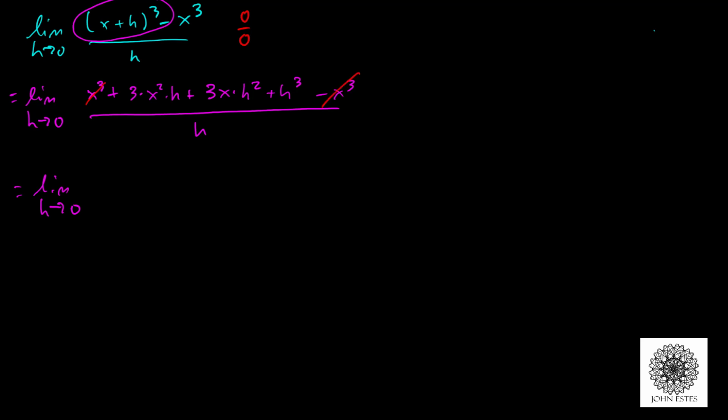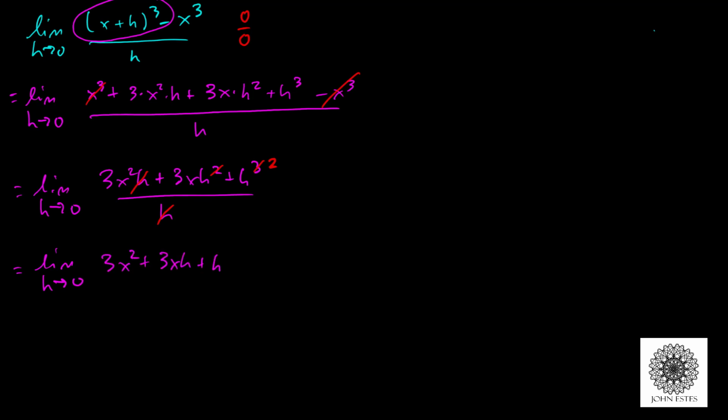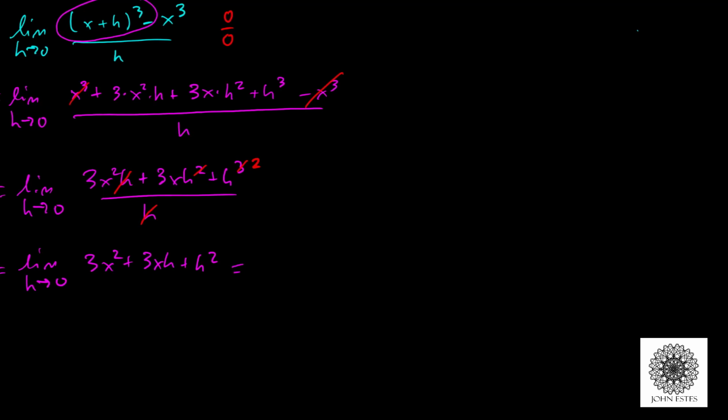Now, if you notice, some stuff cancels out. The x cubes subtract out, so I end up with 3x squared h plus 3x h squared plus h cubed, all over h. Now I see every term has an h in it, so I'm allowed to cancel out those h's, and I'm left with the limit as h approaches 0 of 3x squared plus 3xh plus h squared. When I plug in 0 for h, I end up with just 3x squared. And there's my answer.